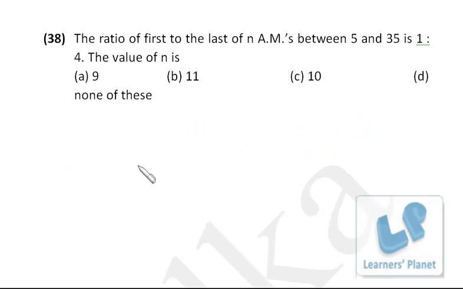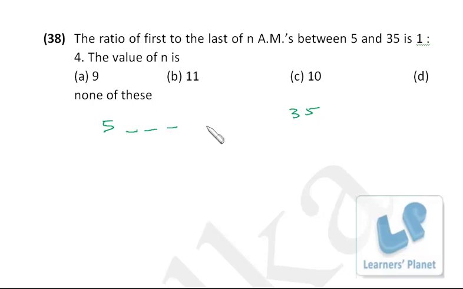Now this problem: the ratio of the first to the last of n AMs between 5 and 35 is 1:4. What is the value of n? So precisely this is an arithmetic progression. The first term is 5 and the last term is 35. We are inserting n arithmetic means, right?